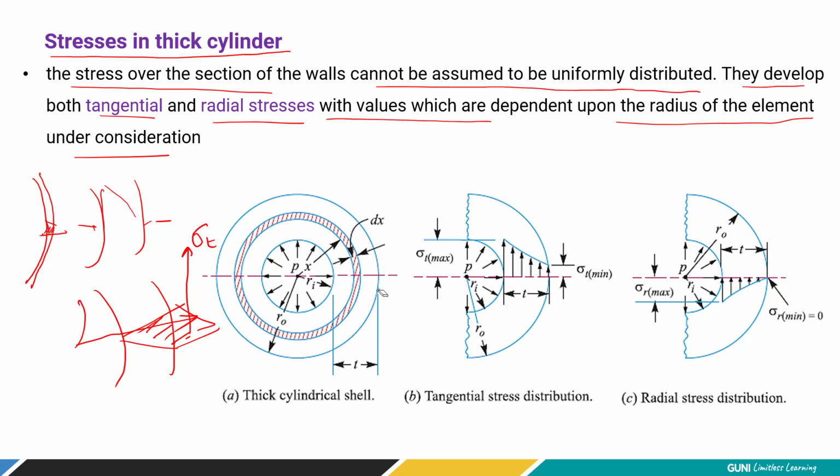Now if you look very carefully, this is the figure of the thick cylinder shell. It is subjected to internal pressure Pi. Here we have an inner radius and an outer radius, and the subtraction of the two gives you the shell thickness. Now what is the situation of tangential stress? It has the maximum value at the inside and the minimum at the outside. So this is the distribution of tangential stress due to the higher shell thickness.